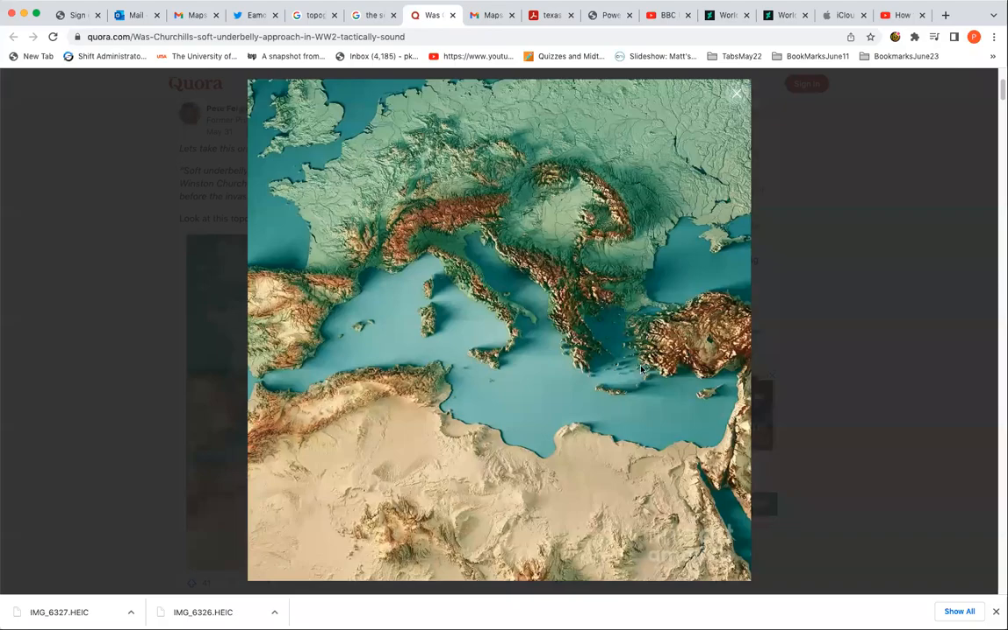Okay, you're looking at a map of Europe that shows the topography. It's a very, very useful map for this course. The mountain range that goes through the center of Italy is called the Apennine Mountains. I just had to look that up on Google, and I'm probably going to forget it, so I'll say it again: Apennine Mountain Range.